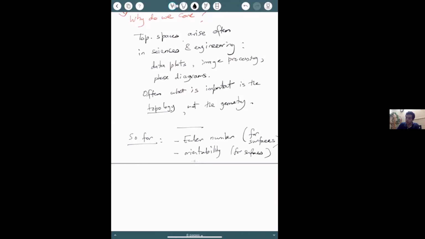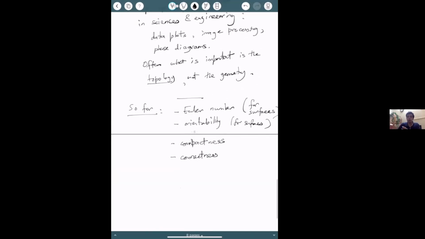And then, what other invariants are there? If you've been reading Armstrong's book, you know that there's a notion of compactness. So that's a topological invariant. There's the notion of connectedness. So these are all topological. Can anyone suggest anything else? Well, in any case, these are perhaps the most basic ones. And as you go further in topology, you'll find more and more invariants.